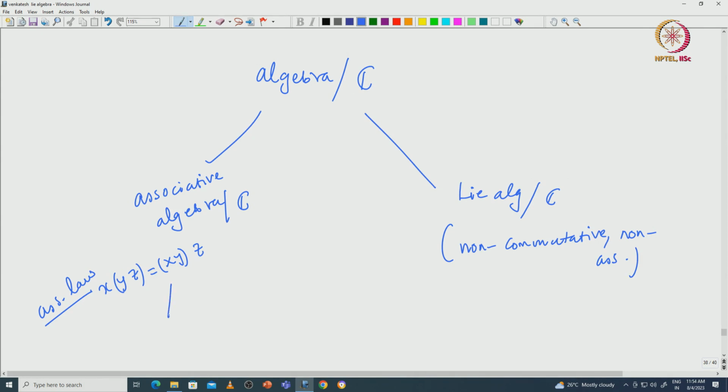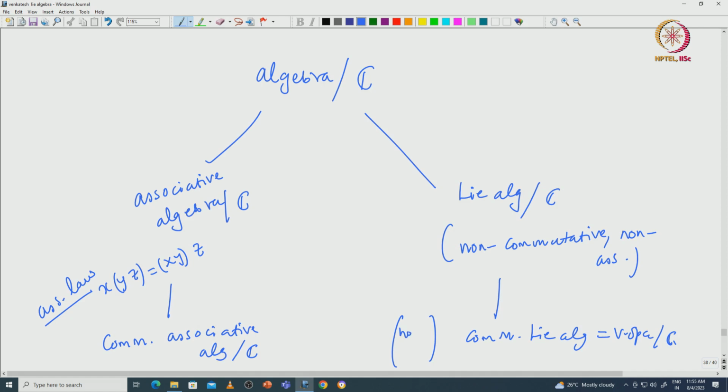Again here you can go further down, we can actually talk about what is commutative associative algebra. Okay. That is also somewhat very interesting class that one can study in algebra. But here if you go down and then add commutativity, then it becomes trivial. Okay. So, there is nothing like commutative Lie algebra. So, commutative Lie algebras are nothing but vector spaces. Okay. So, they are not that interesting.